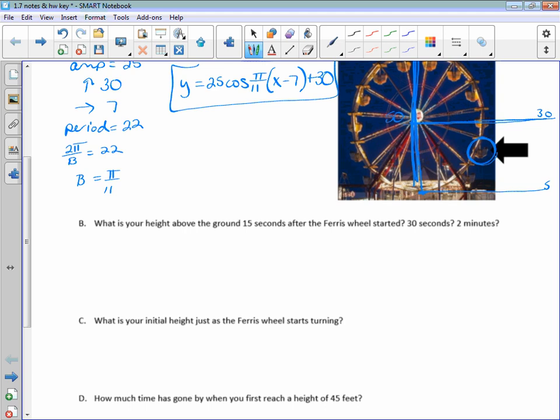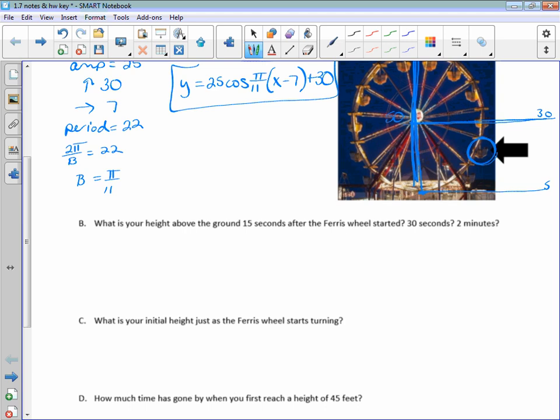All right, guys, so there's 2 ways you can figure out the next part. First, since we're dealing with pi over 11, do you think we want to be in degrees or radians? Radians. Check your mode for me. Just make sure you're in radians. Okay, do we know where that is? You can take the time to type this in and go 25 cosine pi over 11, parentheses, 15 minus 7. You can type that in for 15 and 30, every time you plug it in.